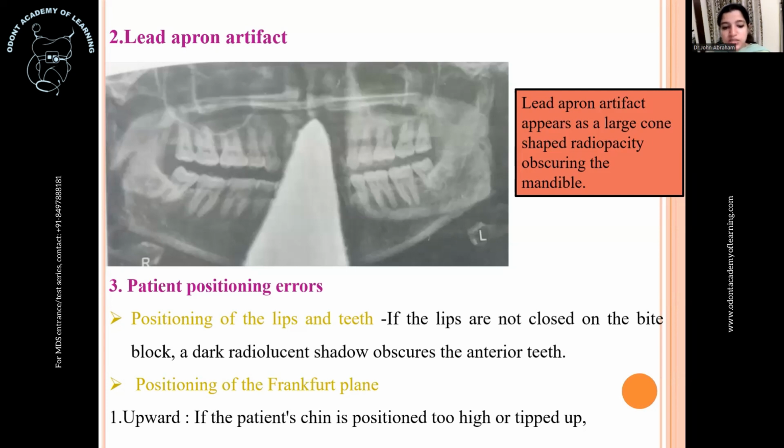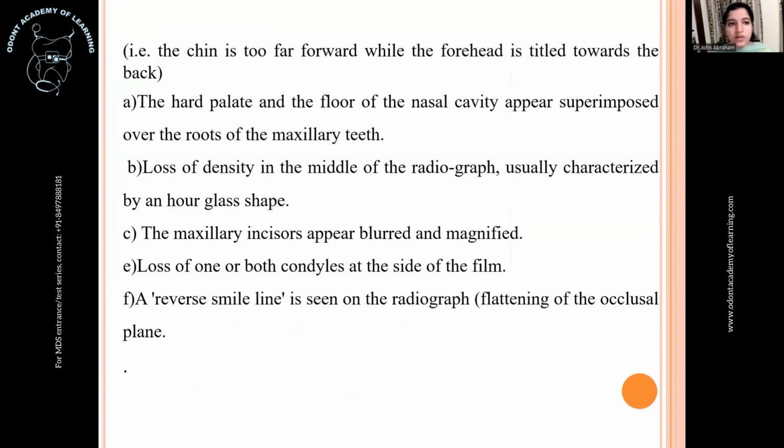So if the patient's chin is positioned too high, or if the patient's chin is tipped up, what are the things that are going to happen? The hard palate and the floor of the nasal cavity appear superimposed over the roots of the maxillary teeth. The loss of density in the middle of the radiograph, characterized by an hourglass shape. The maxillary incisors appear blurred and magnified, and one or both condyles at the side of the film may be lost. A reverse smile line is seen on the radiograph. So that is an important characteristic feature. You can see a reverse smile line.